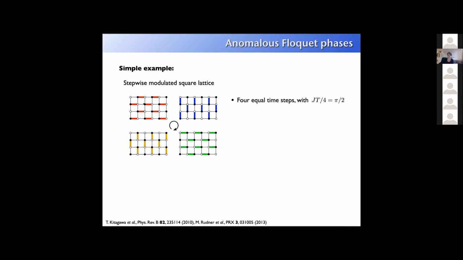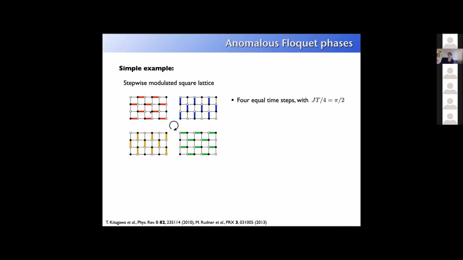So if we prepare a wave packet on this black side and switch on tunneling for this quarter period of the driving protocol, the wave packet tunnels over exactly to the white side during this one step of the modulation protocol. If I follow this along these four steps and turn on tunneling only along the colored bonds, I will find that after one driving period, the wave packet has reached or traveled to its original position precisely.